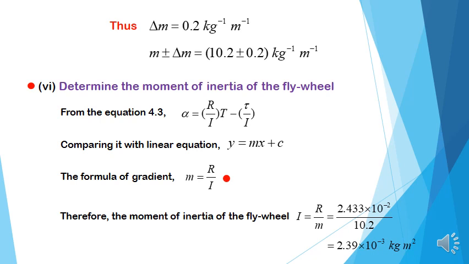Rearrange the formula of the gradient. Therefore, the moment of inertia I is given by r over m. Substitute the value of r, the radius of the axle, and the value of the gradient of the graph into the formula. As a result, the moment of inertia of the flywheel obtained is 2.39 times 10 to the power negative 3 kg meter squared.